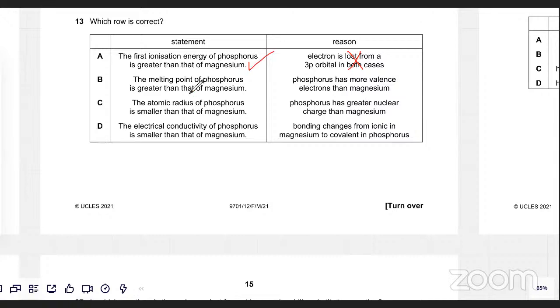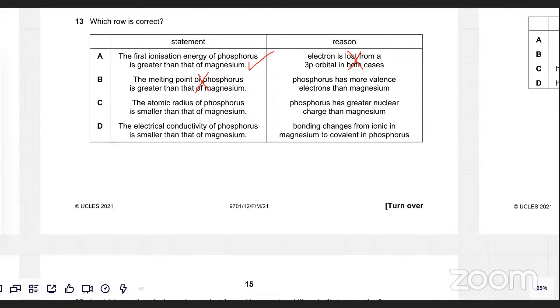What about the next one? The next one says the melting point of phosphorus is greater than that of magnesium. Phosphorus has more valence electrons than magnesium, which is true, but that doesn't really affect the melting point. And the melting point is also not greater. Remember, magnesium is a metal. Phosphorus, on the other hand, is a covalent molecule. Molecules always have lower melting points. So this one is also wrong.